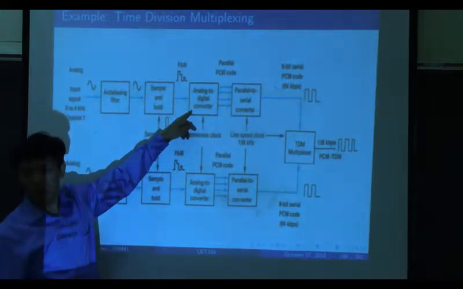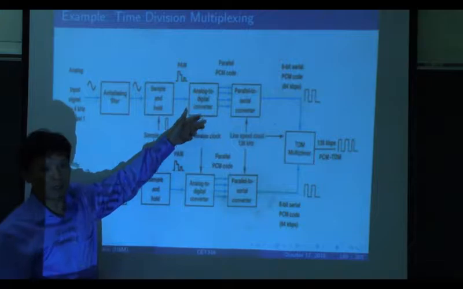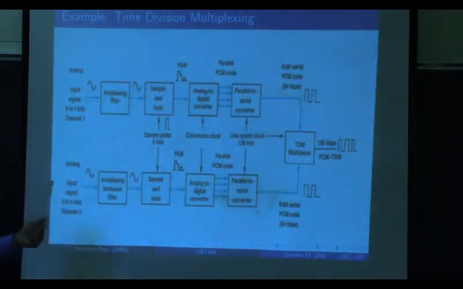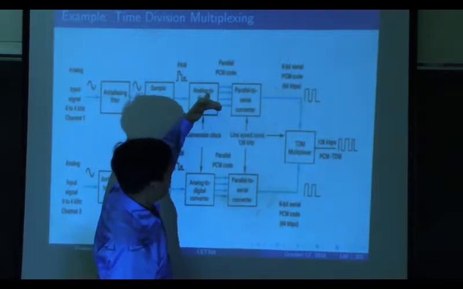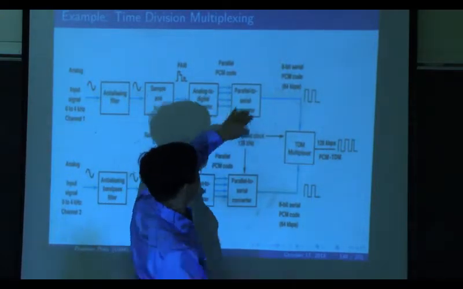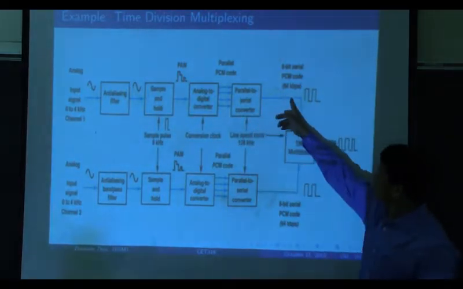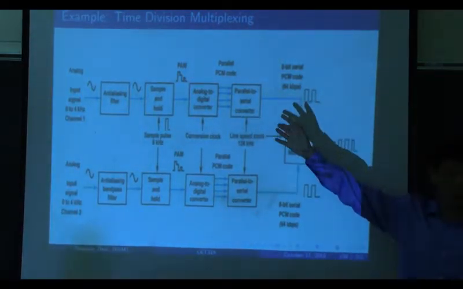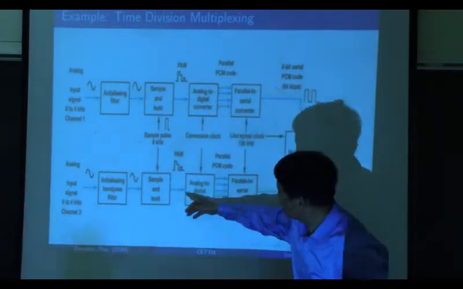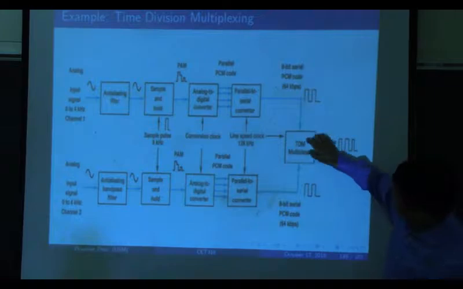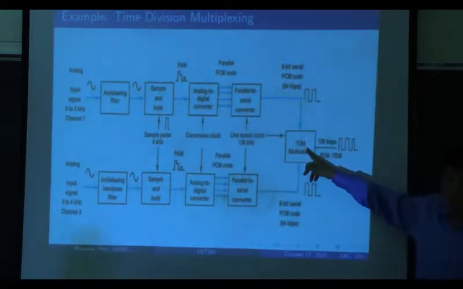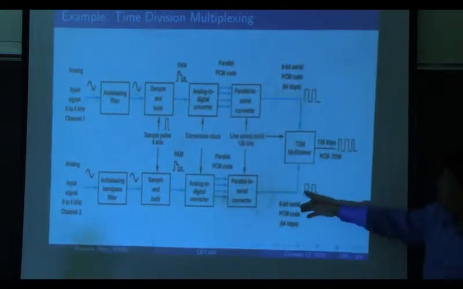What is this process? PCM? Yes or no? This process is PCM, right? And it converts analog to digital. And then the PCM code output will be parallel, but we want to transmit in series, so we need to use a parallel to series converter, and we get only one stream like this. So that is the first channel. The second channel is the same thing, and we get the second channel. And these two use time division multiplexing, and we combine them together.